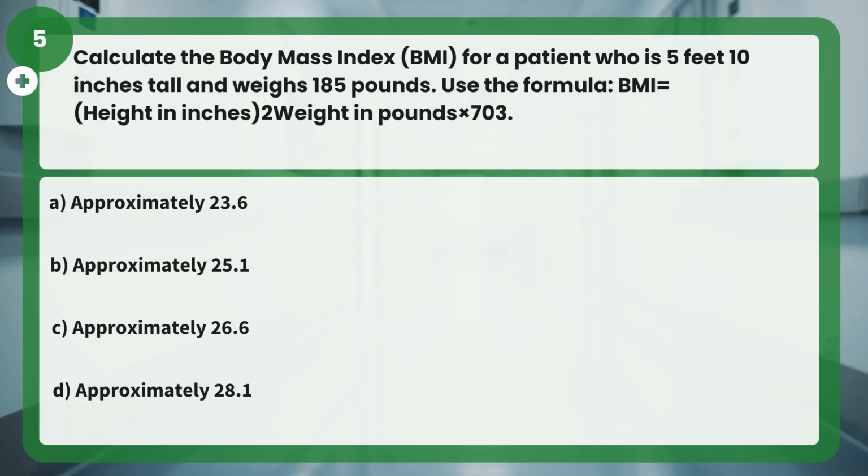Question 5. Calculate the body mass index, BMI, for a patient who is 5 feet 10 inches tall and weighs 185 pounds. Use the formula: BMI equals weight in pounds divided by height in inches squared, times 703. A. Approximately 23.6. B. Approximately 25.1. C. Approximately 26.6. D. Approximately 28.1.